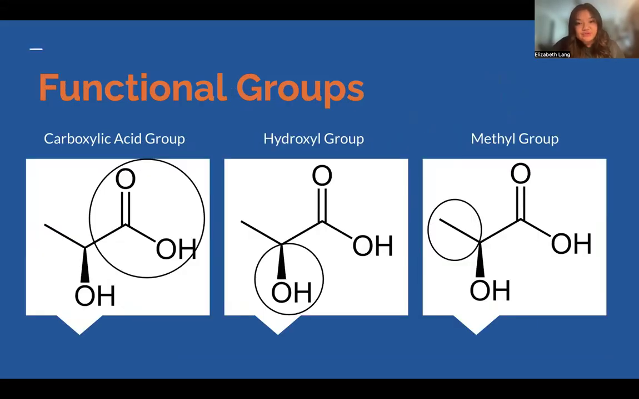Lactic acid contains three key functional groups: a carboxylic acid group, a hydroxyl, and a methyl group. These groups give the molecule its polarity, acidity, and hydrogen bonding ability.